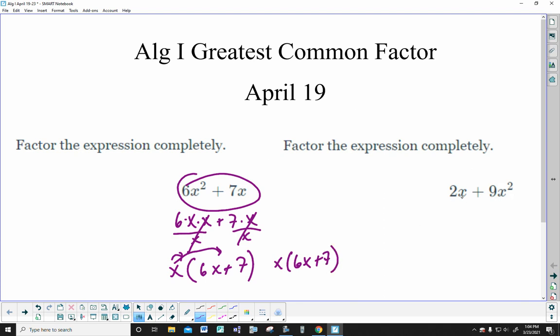Okay. This one has a single x in common. Remember, that's 2 times x, plus 9 times x times x. So each one has a single x that can be removed. If you remove that x, you have a 2. If you remove an x, you have a 9x. This is your final answer.